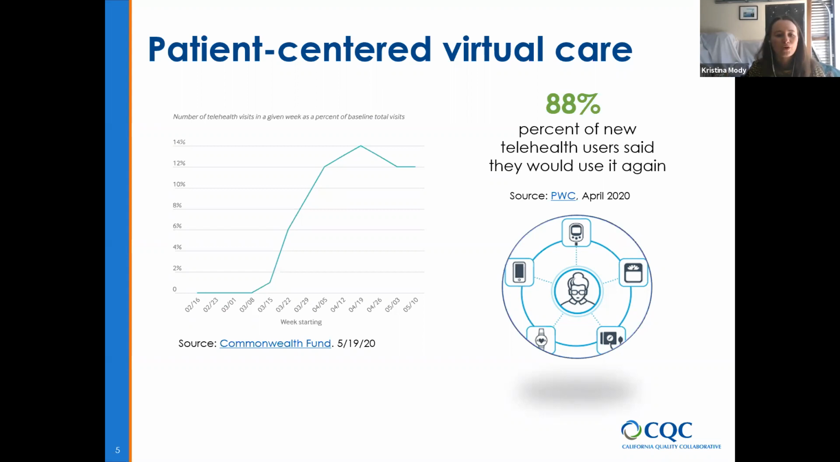Anecdotally, I've heard some wonderful stories about 97-year-old patients being able to log on for their first virtual care visit because of experience with FaceTime and FaceTiming their grandchildren. But we also want to make sure that virtual care being offered is truly patient-centered and also meeting the diverse needs of patients, especially those who have greater challenges getting online. Next slide.